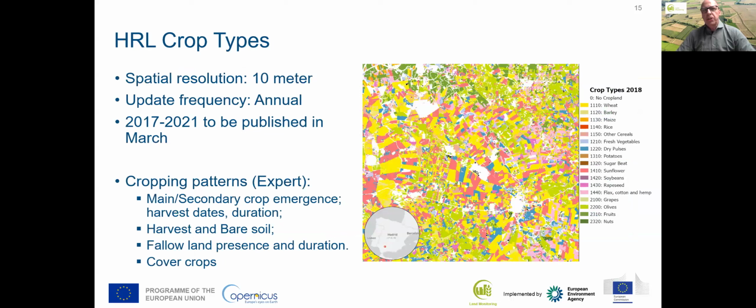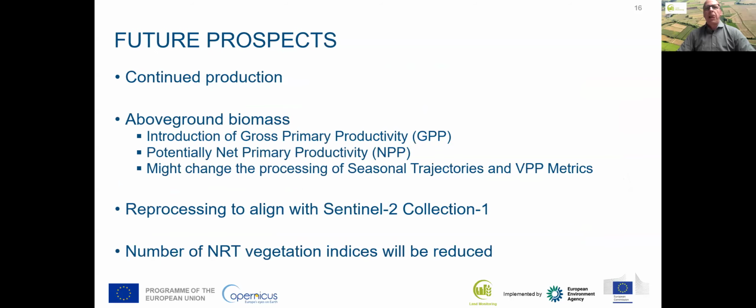It's a product which is, like I said, phenology. It's complementary with another product which is almost published, the HRL crop type at 10 meter, which provides more details on the crop type part itself, as well as some other expert products. It's also a Copernicus service, so this means that we have the data from 2017 already available, and it will be continued for a lot more years.